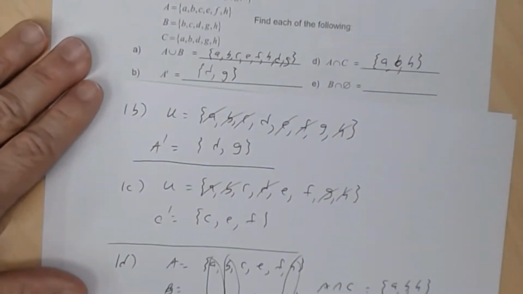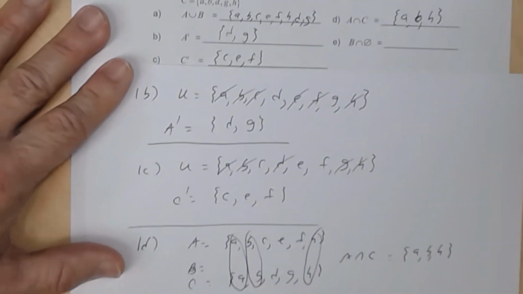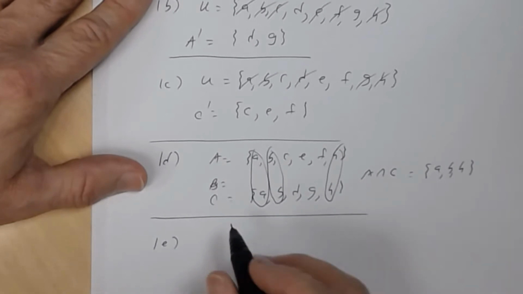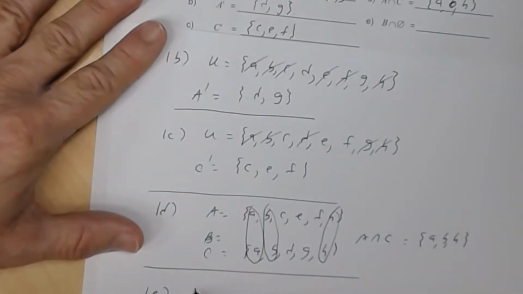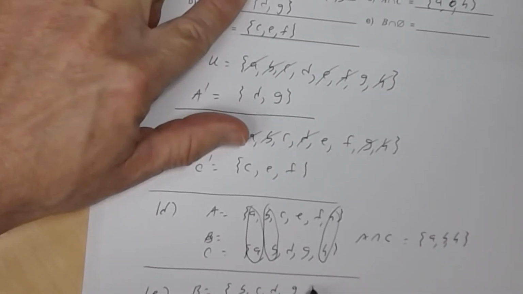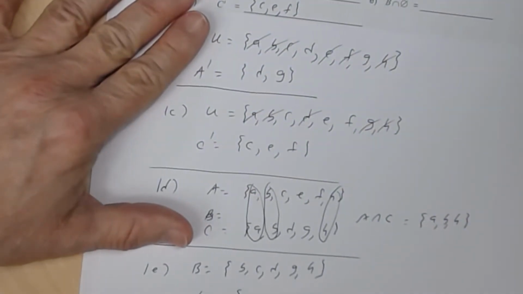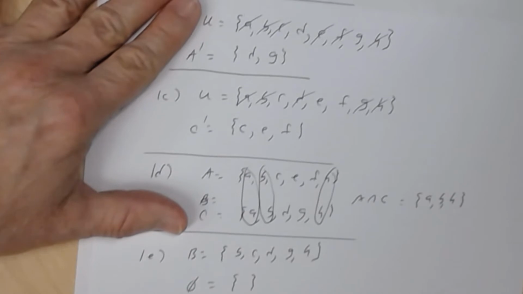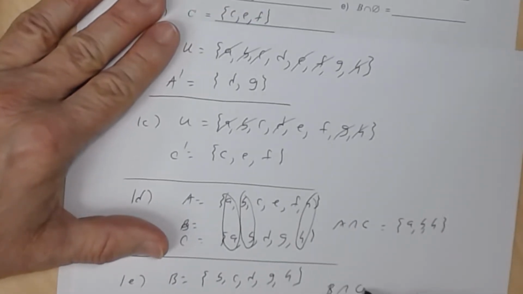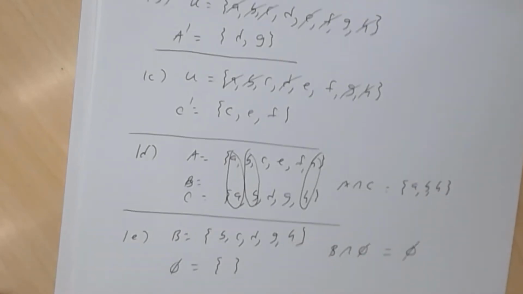All right, now let's talk about 1E. I have the set B. So remember, here's set B. Set B has these elements: B, C, D, G, and H. And then you have the empty set. So the empty set's this. Y'all agree? That's the same thing. So the question is, B intersect the empty set. What do these two sets have in common? They don't have anything in common. So any set intersect the empty set is going to be the empty set. So that's the empty set.